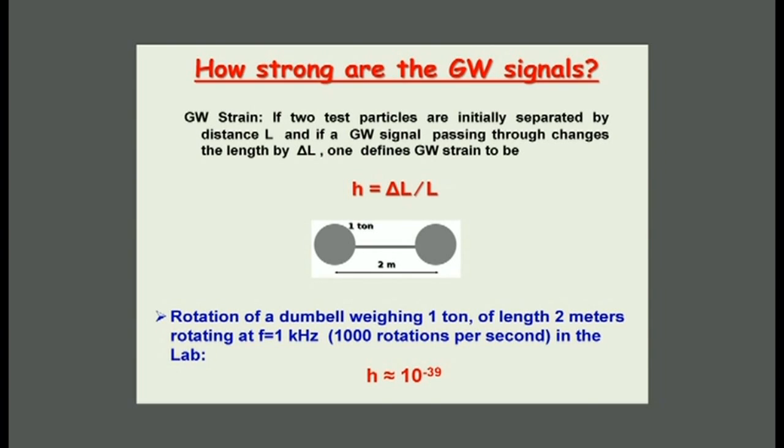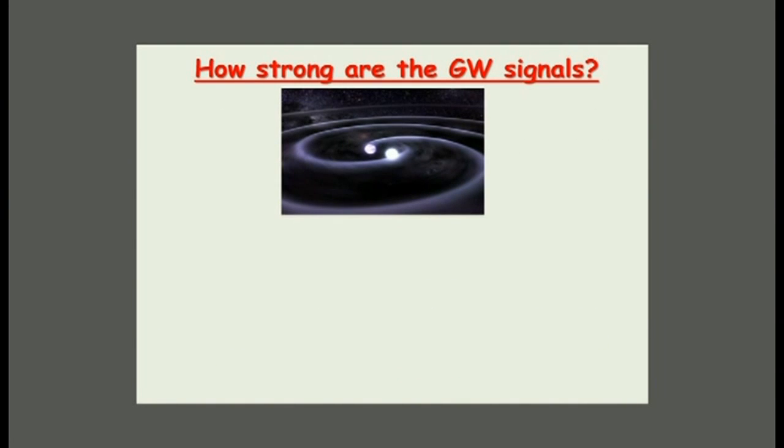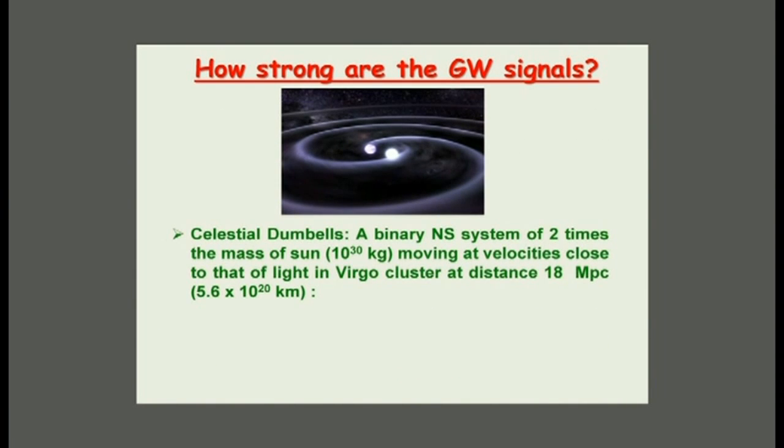So then what do you do? You go to an astrophysical dumbbell, which is two neutron stars going around each other. If you take a dumbbell made of two neutron stars, where each of these neutron stars is as massive as the sun, moving at very rapid speed, in the nearest cluster of galaxies, which is the Virgo cluster of galaxies, and you ask what is the strain it will produce on the earth, the number is 10 raised to minus 21. And it turns out that with the technology we have today, which I will explain in a moment, this is the kind of strain you can measure.